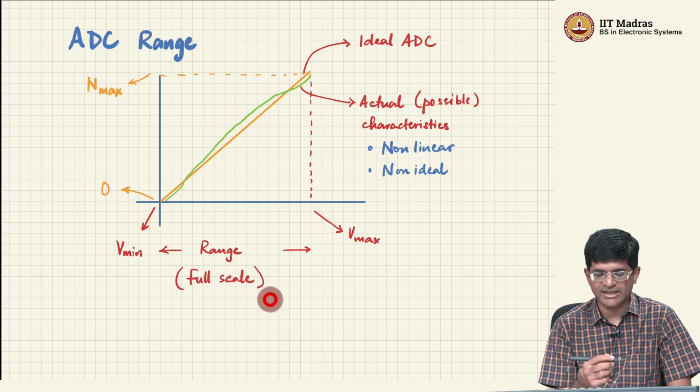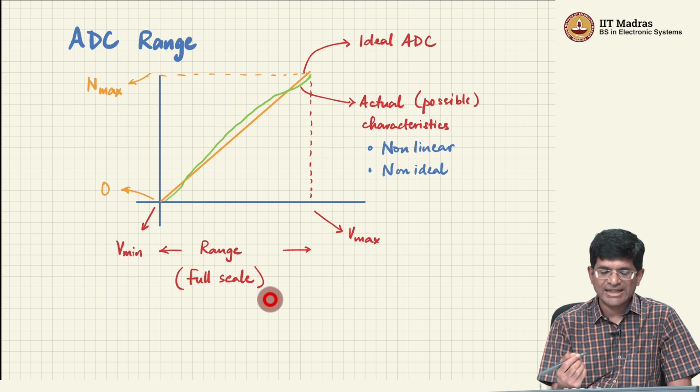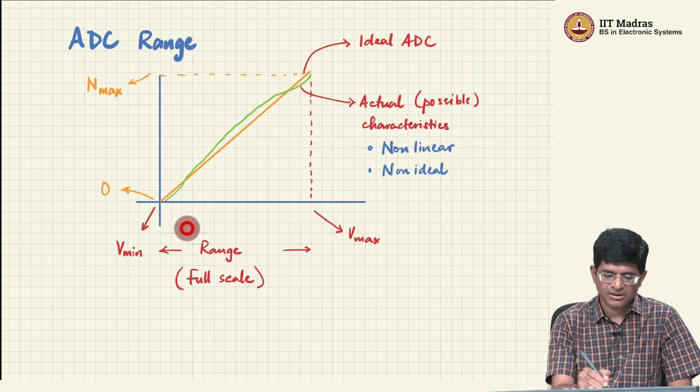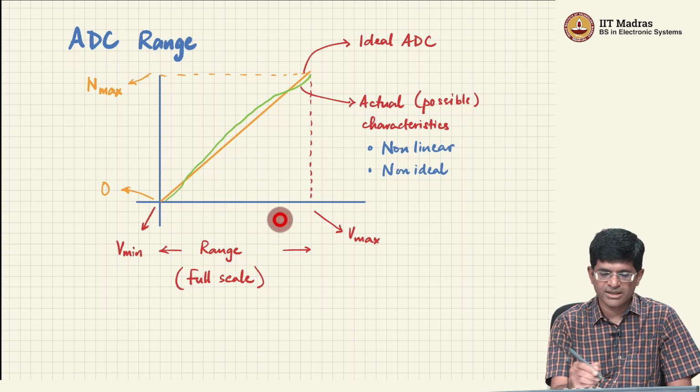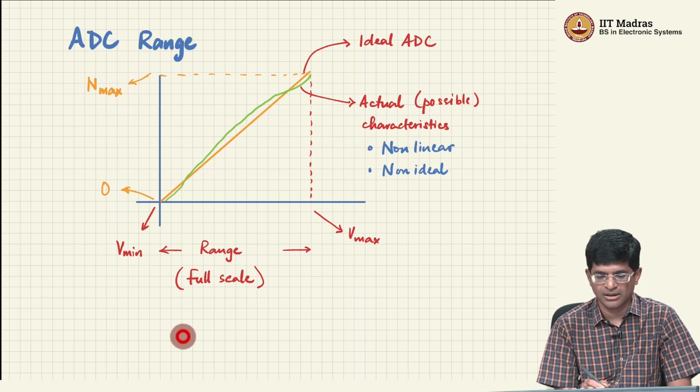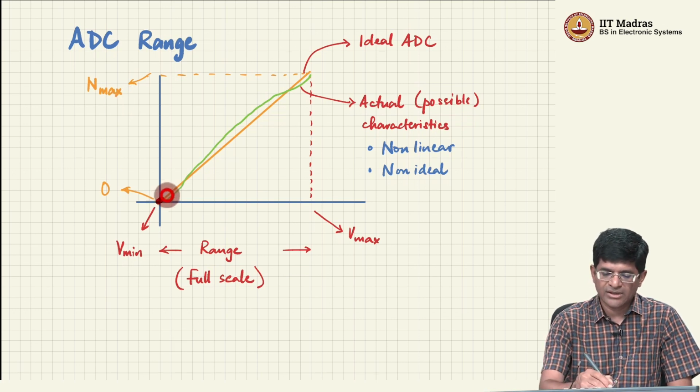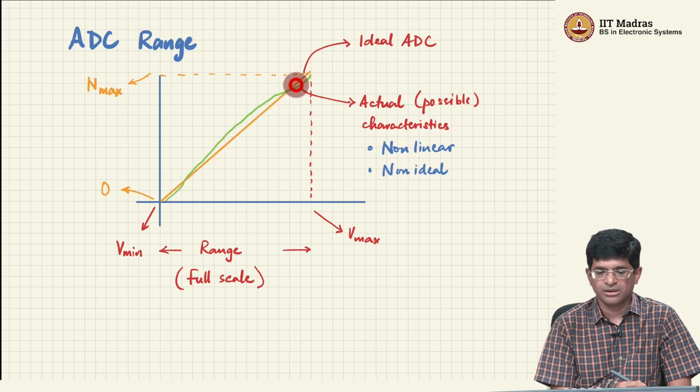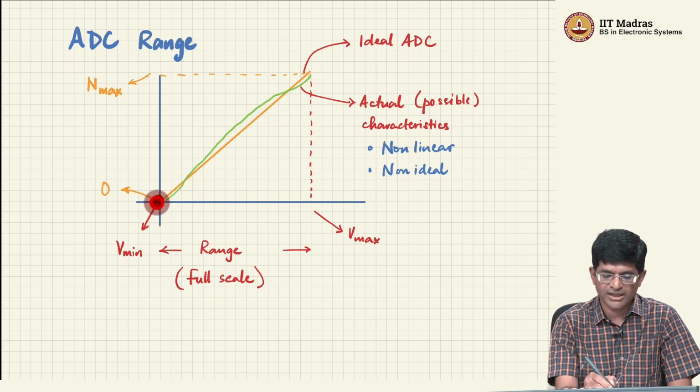The principle doesn't change. The ideal ADC, what it says is, I have this range of input voltages and I have a range of output numbers which goes from 0 up to some n max. Okay, what is that n max? I'll have to decide that later. And the ideal ADC, which is shown by this orange line over here, essentially would give the output 0 corresponding to an input of V min.